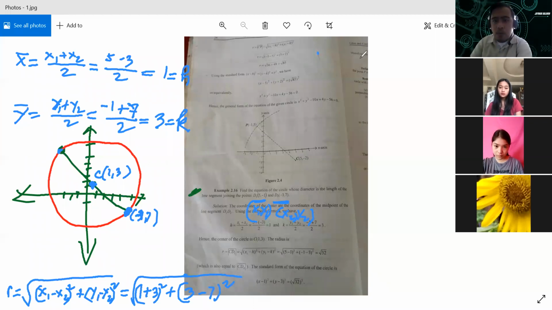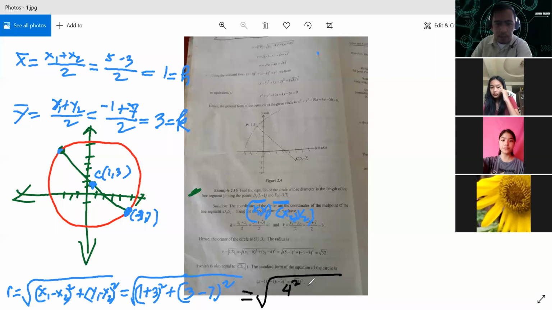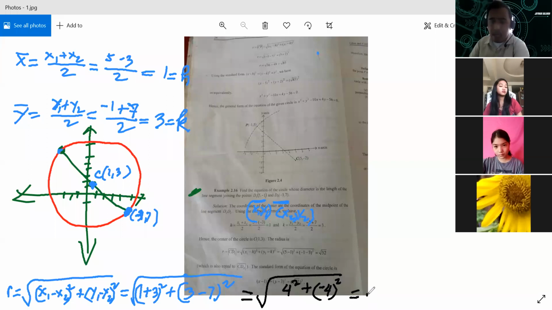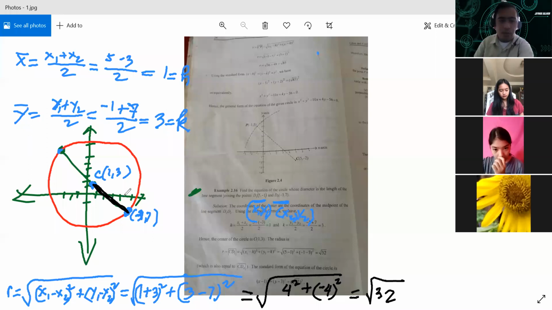So if we will continue doing that, let me change it to black para maklaro. So it becomes 4, right? This is the square root of 4 squared plus this is also 4, right? Negative 4 squared. And if you simplify it further, it will be 16, that's plus 16. So that is square root of 32. So it means this distance is just equal to square root of 32. And that is your radius.